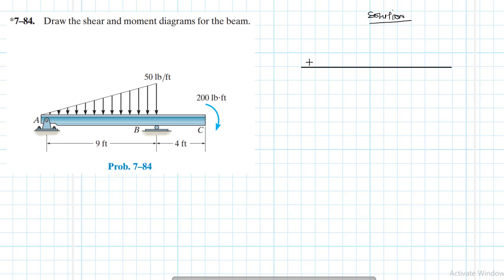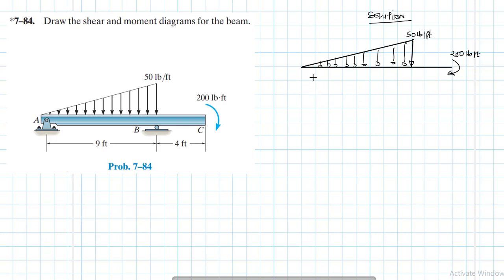I'll draw it there, and then we have a loading, which is something like so. Of course, this is a triangular distributed load whose maximum intensity at that point is 50 pounds per foot. And then we have a couple moment there of 200 pounds-feet.